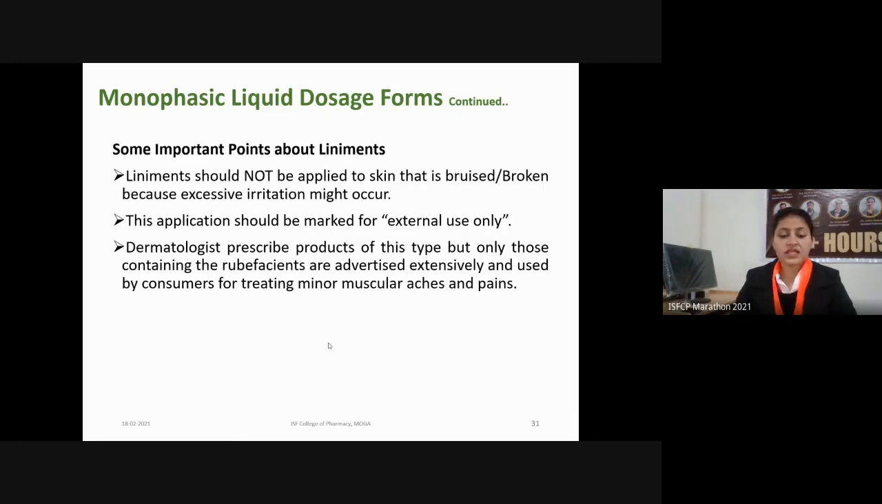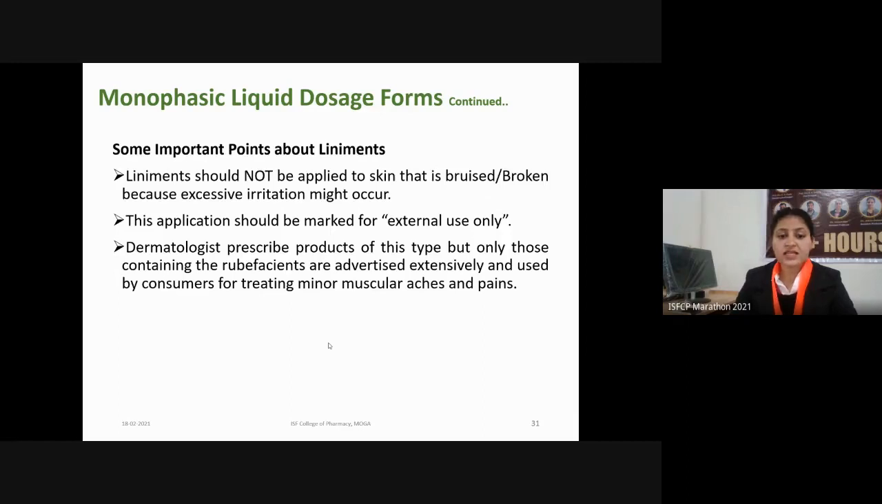There are some important points about the liniments. Liniments should not be applied to skin that is bruised or broken, because excessive irritation might occur. There are a few points that should be considered while using the liniments. First point is they should not be used on broken skin or bruised skin, because of the presence of alcohol, they can cause excessive irritation in that area. So this point should be considered while using the liniment.